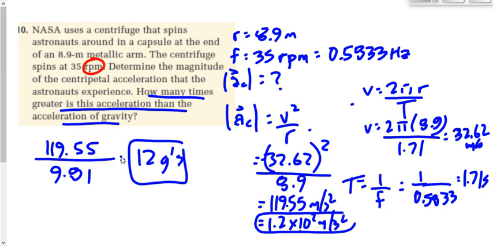So the odds of this astronaut staying conscious through this 12 Gs is effectively 0, or very, very close to 0. People just don't withstand 12 Gs for any more than a tiny fraction of a second. Now, that doesn't mean the astronaut would die, but if that astronaut experiences that for 2 or 3 seconds, the astronaut would almost certainly pass out.